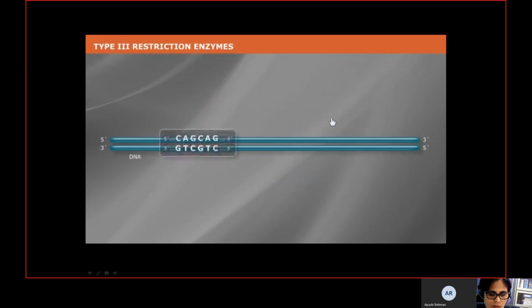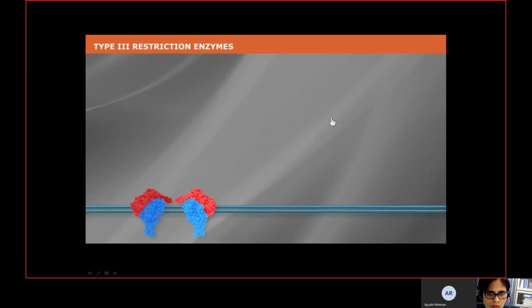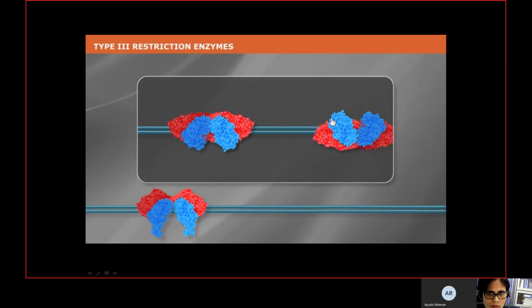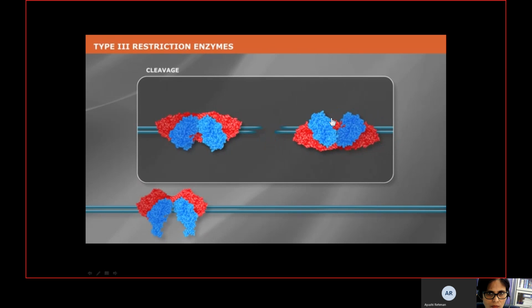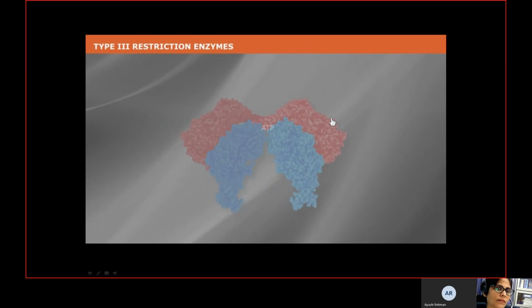Type 3 enzymes recognize a 5 to 6 base, non-palindromic sequence and require 2 inversely oriented recognition sites for cleavage. Once bound, the enzyme slides along the DNA and upon encountering a second complex, cleaves downstream of the recognition site, typically 25 to 28 bases away. Type 3 enzymes require ATP, S-adenosylmethionine, and magnesium ions.